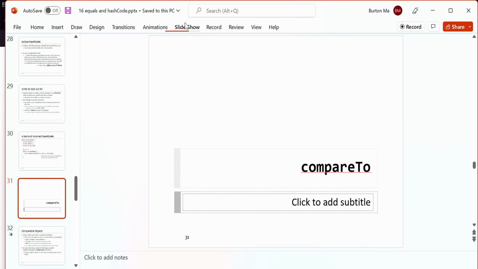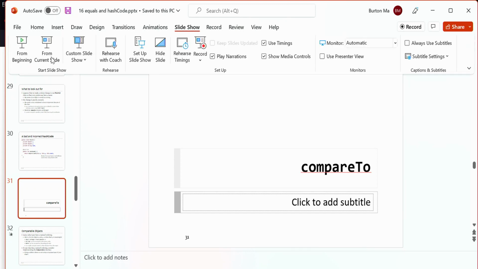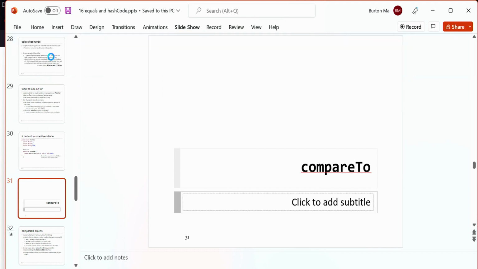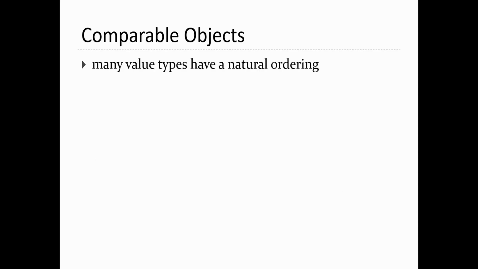compareTo is a method that you might choose to write if you're implementing a class and you want to be able to compare objects of your class. So you want less than, greater than, or something that resembles equals for your objects. It's the analog of less than, greater than, and equals.